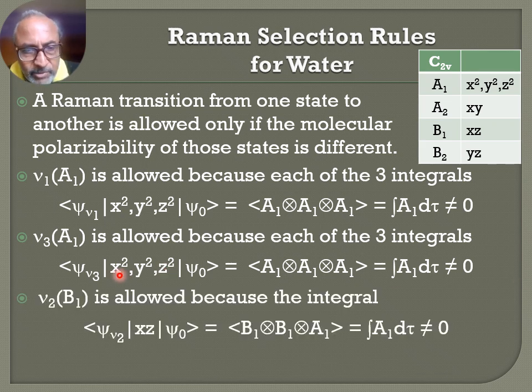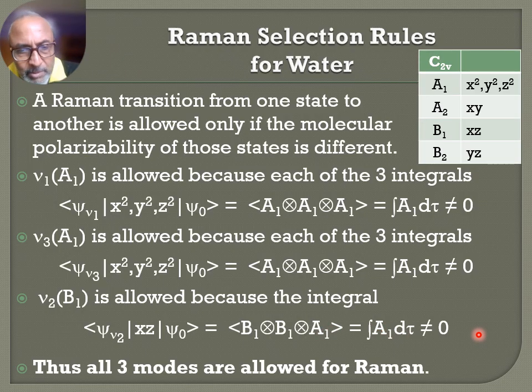ν2, the asymmetric stretch belonging to B1, is allowed because the integral bra ψν2 xz ψ0 ket is equal to B1 times xz, which is again B1 times A1. B1 times B1 gives A1 and A1 times A1 gives A1. So this is the integral A1 dτ, which is not equal to 0. Thus all three modes are allowed for Raman.